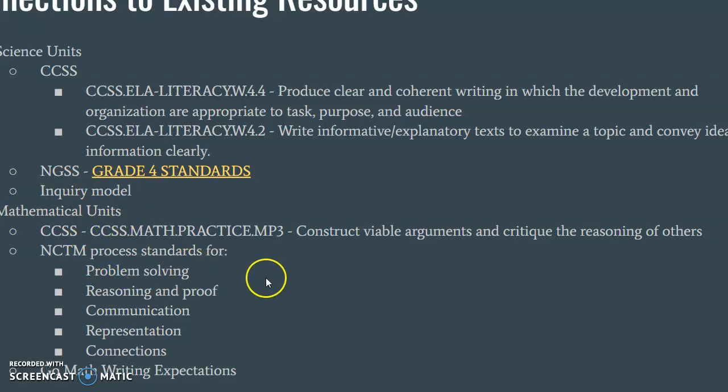Within math, so we have the Common Core that talks about constructing viable arguments and critiquing reasoning, but the NCTM process standards address problem solving, reasoning and proof, communication, representation, and connections. And then in fourth grade, we have the Go Math writing expectations that are incredibly rigorous as well. That's our resource we use for content area.